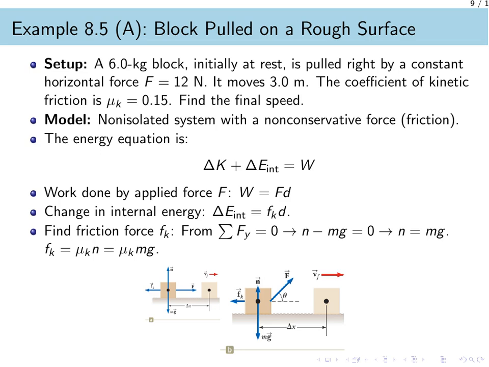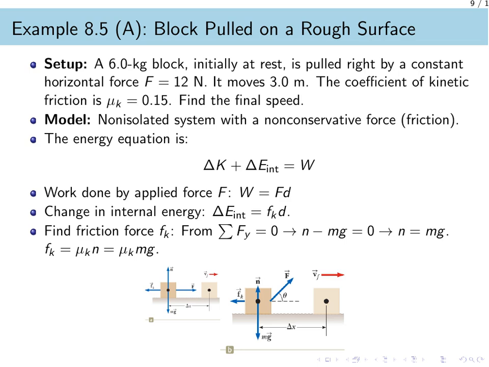In part A, we have a 6.0 kilogram block, which is initially at rest. It is pulled to the right by a constant horizontal force of 12 newtons and moves 3.0 meters. The coefficient of kinetic friction, mu sub k, is 0.15. Our goal is to find the final speed.